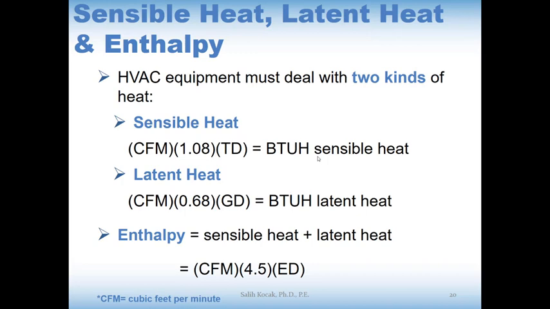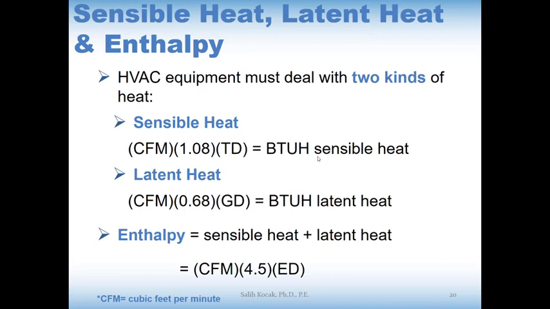And this slide is a repetitive slide that I had 2 classes ago. So sensible heat, latent heat, and the enthalpy or the total heat. This is the type of heat that HVAC systems deal or must deal with. So sensible heat, if you need to calculate the sensible heat, this is the equation here. We know the CFM, cubic feet per minute. So we are multiplying it with the temperature difference and with a constant 1.08.